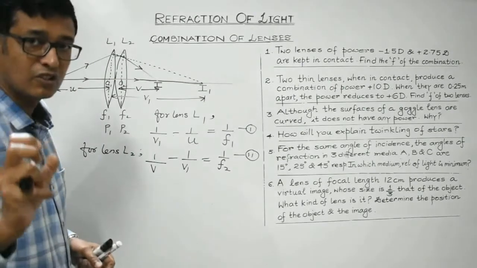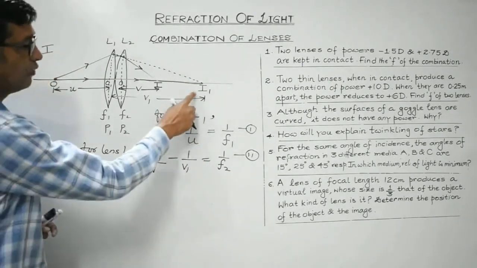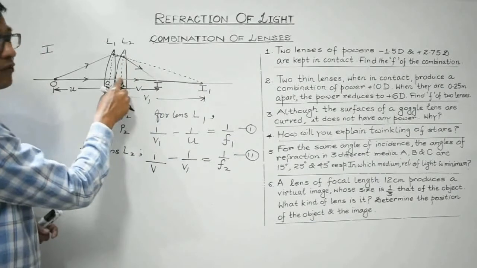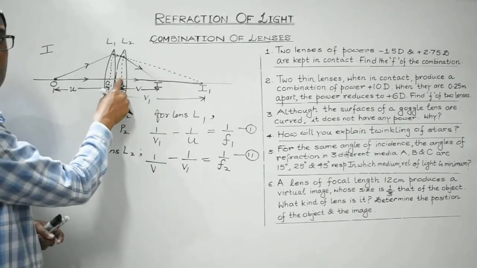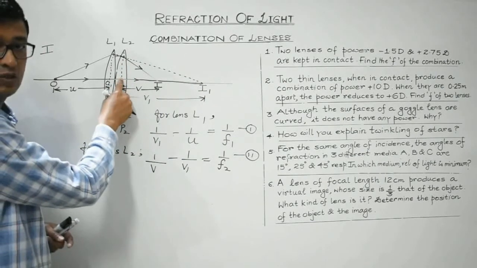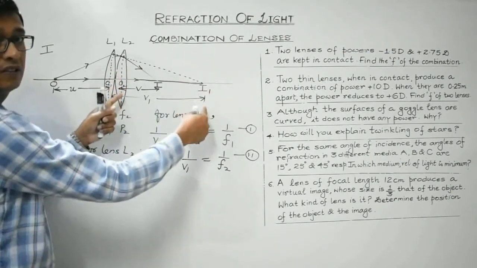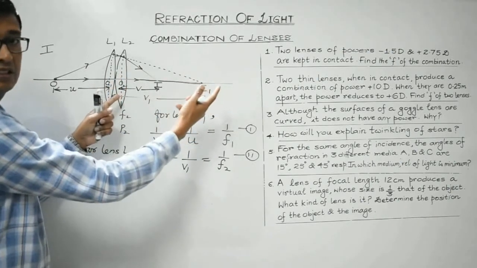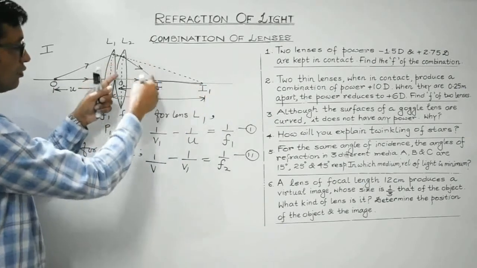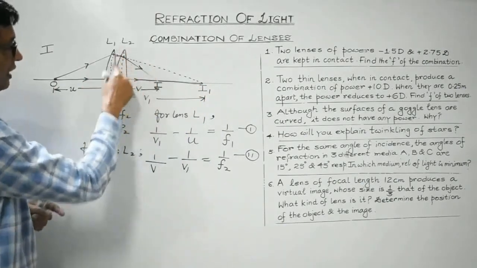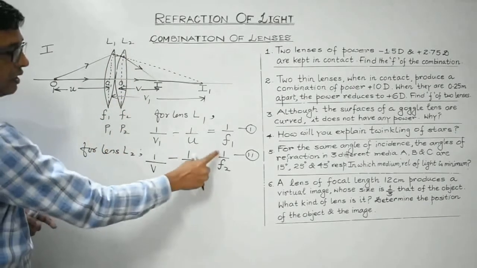Again, I must stress the fact that I1 will act as a virtual object for lens L2. So while making use of the lens equation, U in magnitude should be equal to V1. And V, which is the distance of the image, is equal to V only. And lens L2 has a focal length of F2.